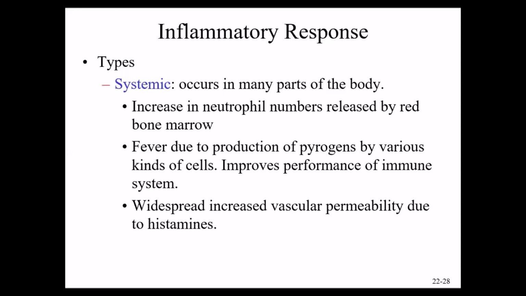Now, the fever is due to the production of chemicals called pyrogens by different cells that get damaged or cells that detect the infection. They're going to start producing pyrogens. These pyrogens tell the temperature control center of the body, the hypothalamus, to increase the body's temperature. And increasing your temperature helps your metabolism speed up a little bit. That basically helps speed up what the immune system is trying to do.